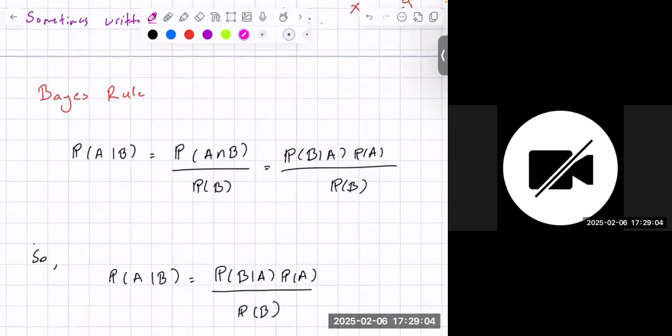What's the Bayes rule? Here's Bayes rule in short. So let's go to the definition. A conditioned on B is A intersection B divided by B, right? And we know A intersection B can also be written as B conditioned on A times A. This is equal to that.